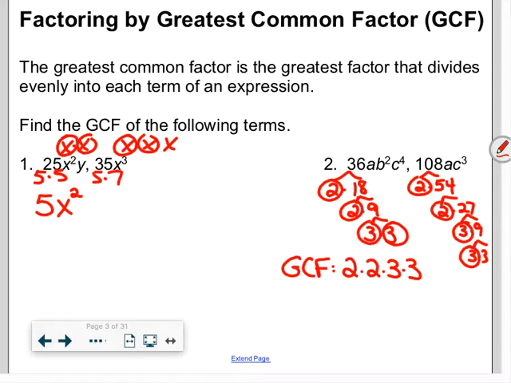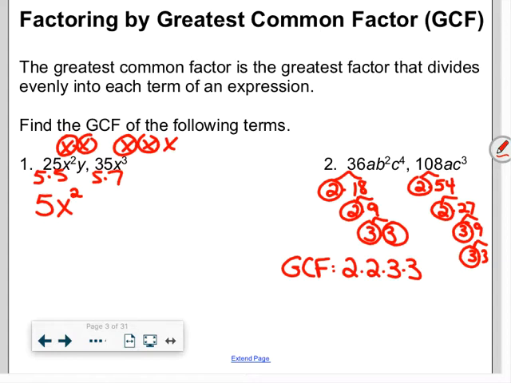So it's not that there's 4 2s. They each have 2 2s. I'm not counting all the numbers I'm circling. It's what do they have in common? They both have 2 2s and they both have 2 3s. So that's why it's 2 times 2 times 3 times 3. You're not counting up everything that I circled.